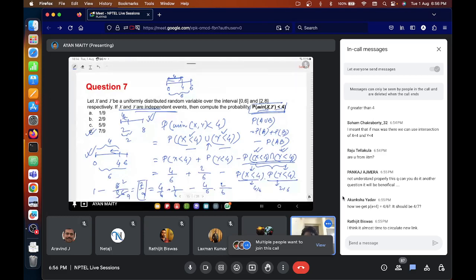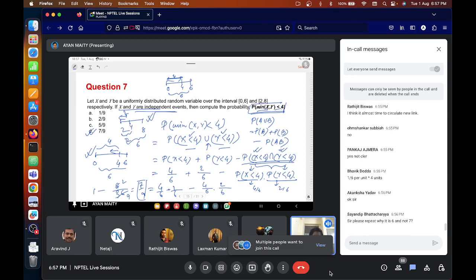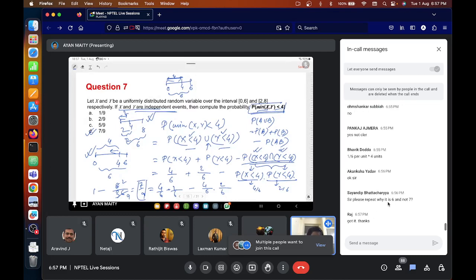so that's why 4 by 6. Similarly for y, the value y is distributed between 2 and 8, and what is the probability that y is less than 4? In that case, the length of this interval is 2 and the length of this whole interval is 6, so that's why 2 by 6.